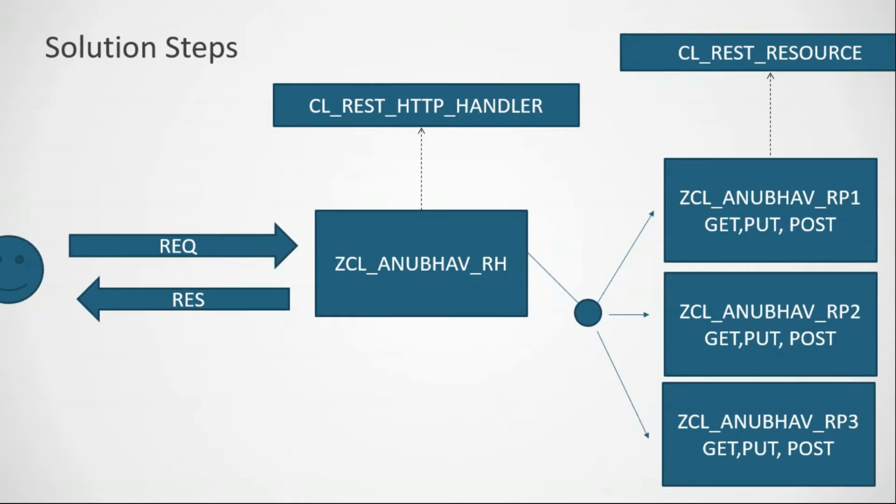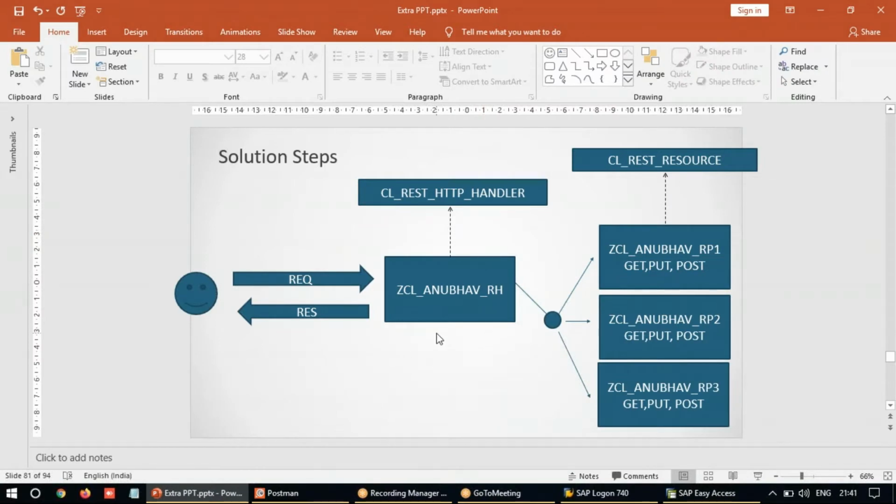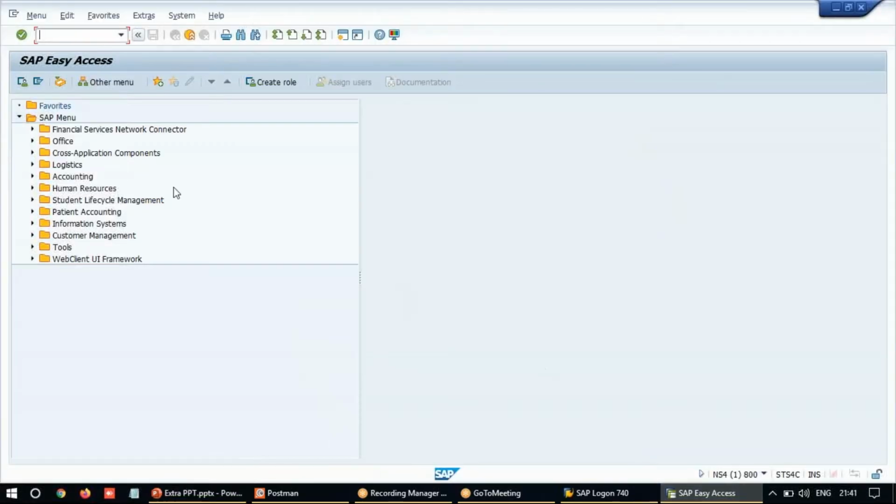So now in this video, we will go ahead and start implementing our resource handler and resource provider classes to support a REST service. For that, I'm going to take a simple use case: to export or return the data of our pizza application. We have a database table created in the S4 system. It's a custom database table which stores all the pizza information, pizza delivery information.